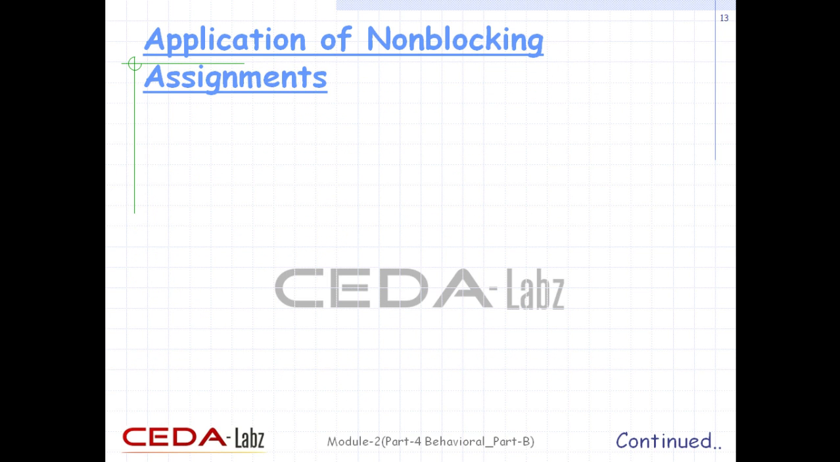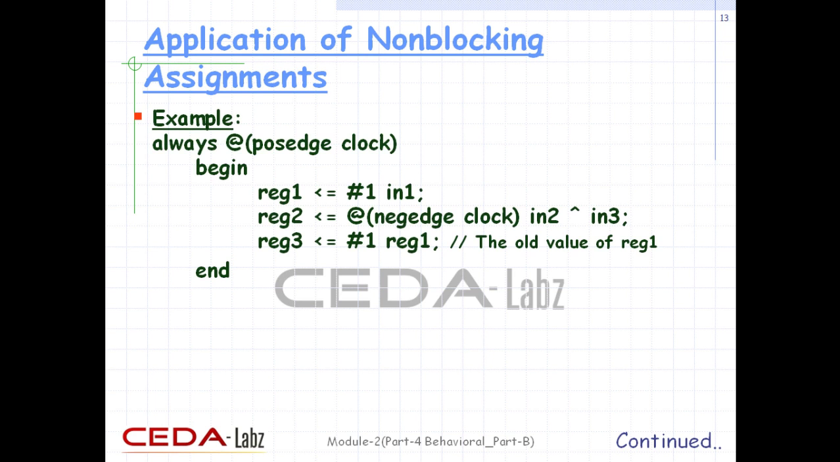Having described the behavior of non-blocking assignments, it is important to understand why they are used in digital design. They are used as a method to model several concurrent data transfers that take place after a common event. Consider the following example where 3 concurrent data transfers take place at the positive edge of clock. At each positive edge of clock, the following sequence takes place for the non-blocking assignments.